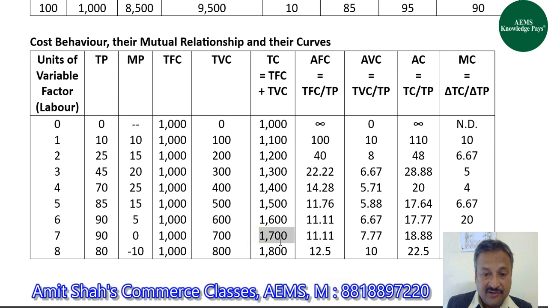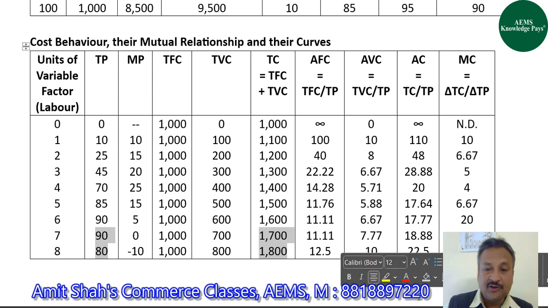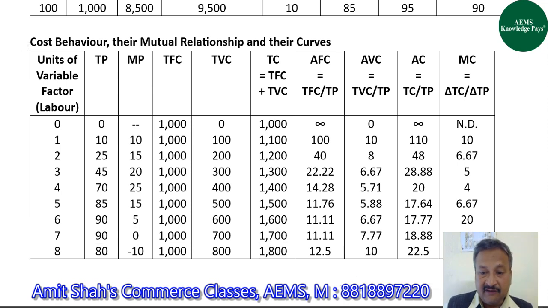In the next level, change in TC is 100 divided by minus 10 because TP has decreased instead of increasing, right? So 100 divided by minus 10 is minus 10. But cost or revenue can never be negative. Can it be? It cannot be. That is why instead of writing minus 10 here, we write a dash. I hope you are understanding, guys, right?